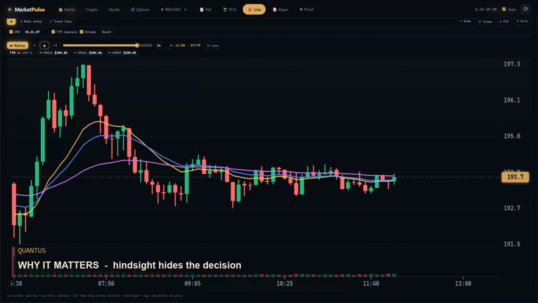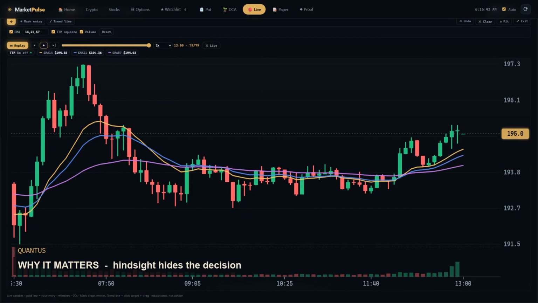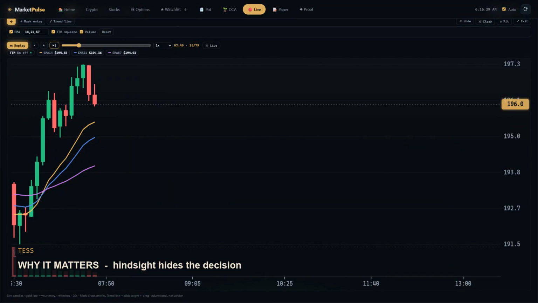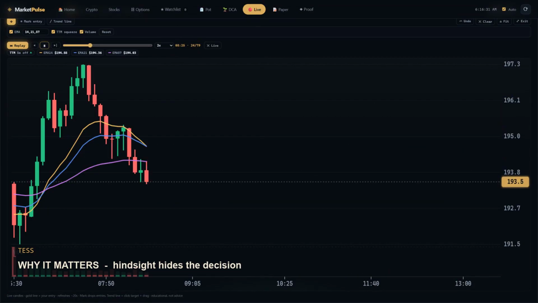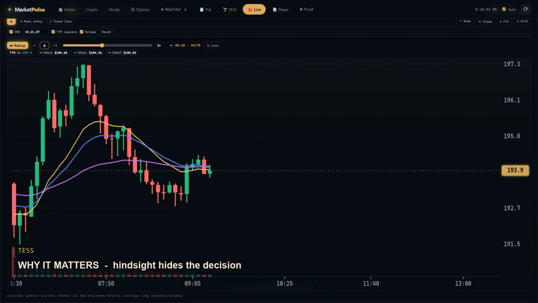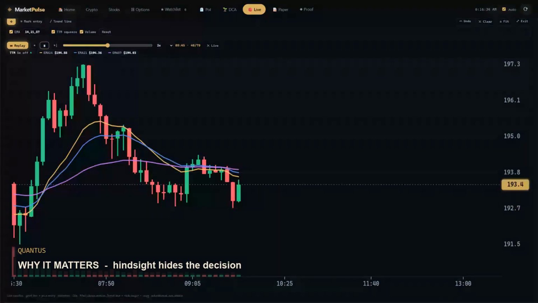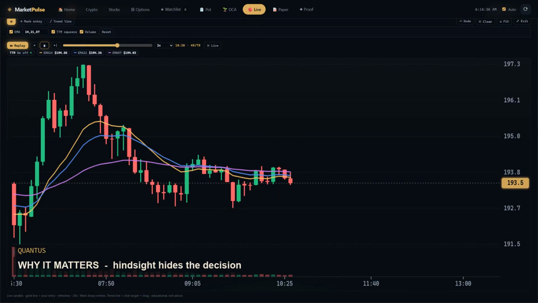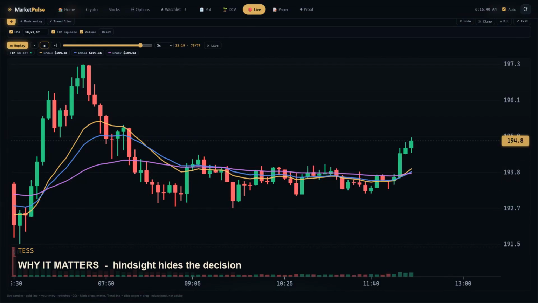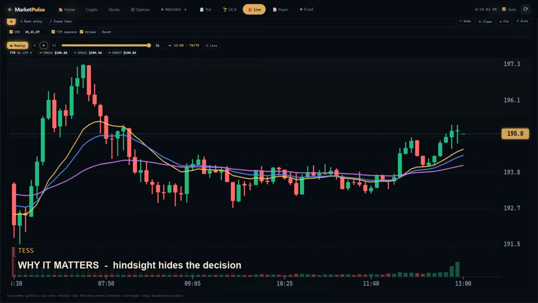Here's why that matters, and it is not about picking winners. Hindsight lies to you. A finished chart hands you the answer and hides the exact moment you'd have had to decide, with no idea what came next. Replay puts you back in that moment. You make the call before the next candle prints, then you find out. Do that 100 times and you stop guessing about your own discipline. You've got a record of it.